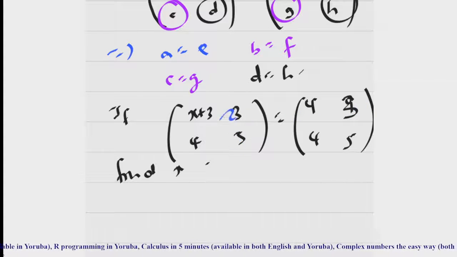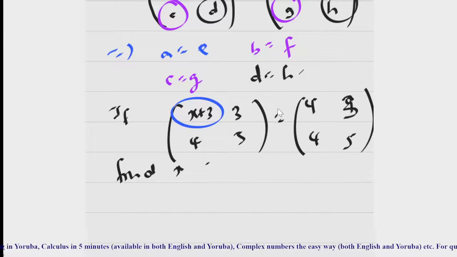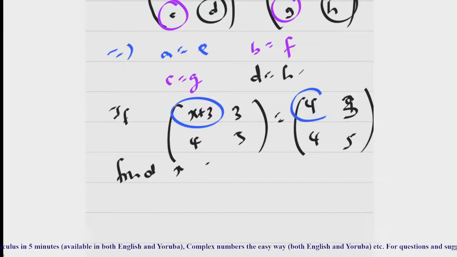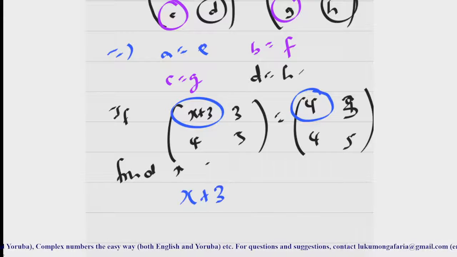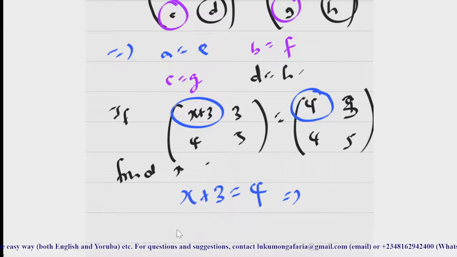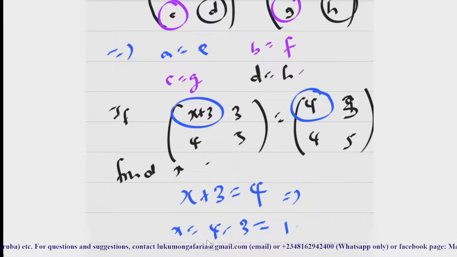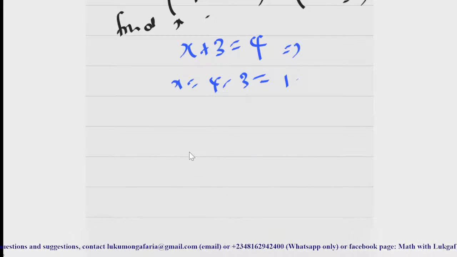So for us to find x, row 1, column 1 of this matrix is the same thing as row 1, column 1 of this matrix. You understand now? So then I'm going to have x plus 3 is equal to 4, which implies that x is equal to 4 minus 3, which is equal to 1. If that is clear, let me also give you another example.